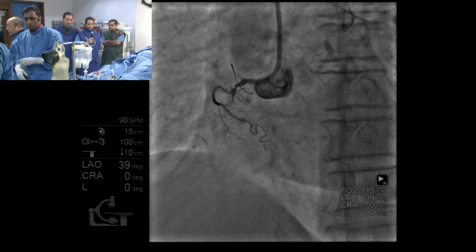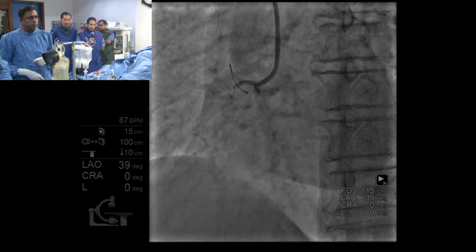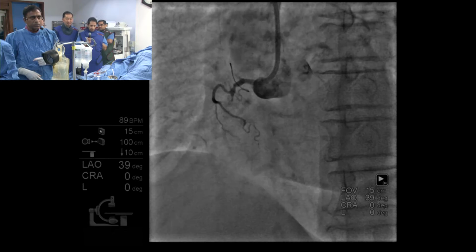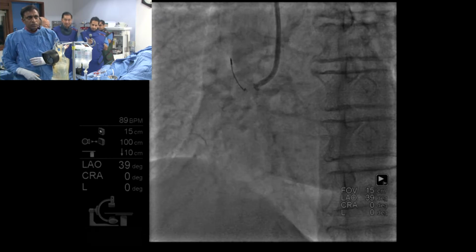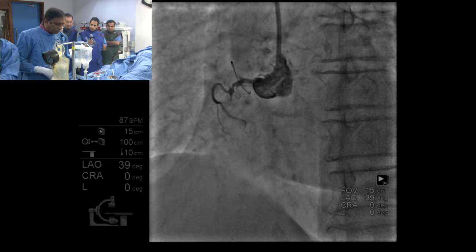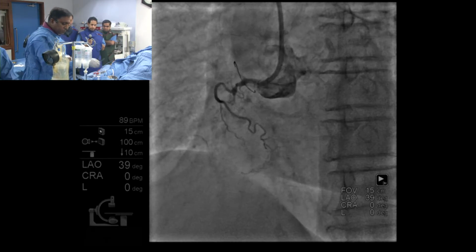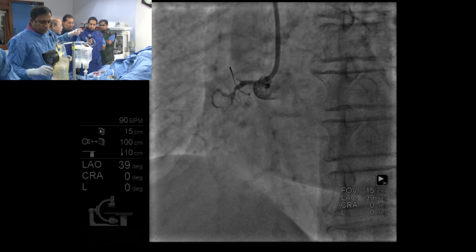Mauricio, do you use much of the Gaia family of wires in your CTO practice? Yeah. In this kind of case, yes. But normally I start from XTA. But I can see some calcification.